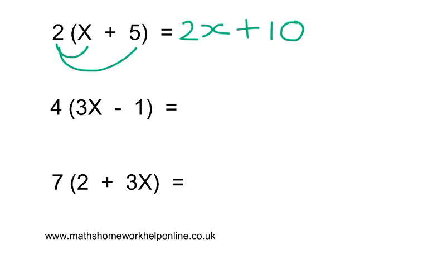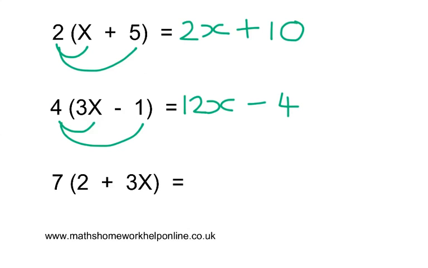Okay, let's look at the next example. So this time we're going to multiply everything inside the brackets by 4. So we're going to do 4 times 3x minus 4 times 1. So 4 times 3x, so 4 times 3 is 12, so that will be 12x minus 4 times 1 is just 4.